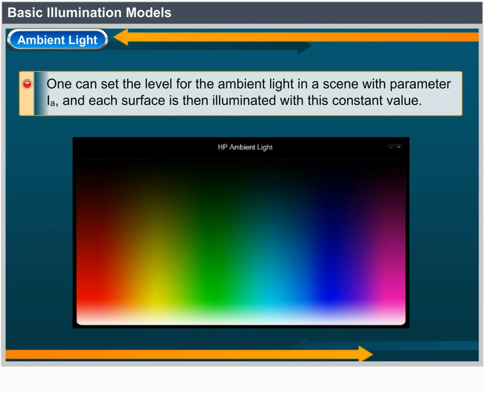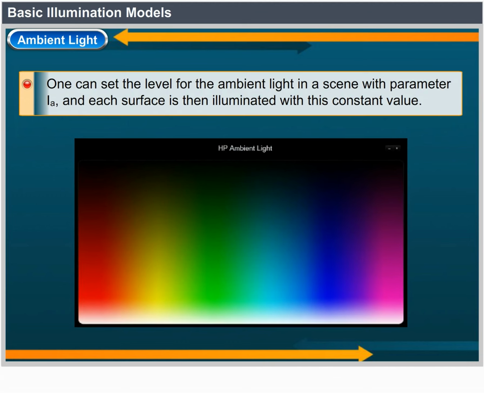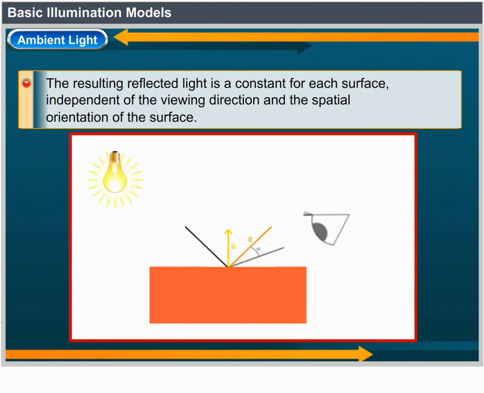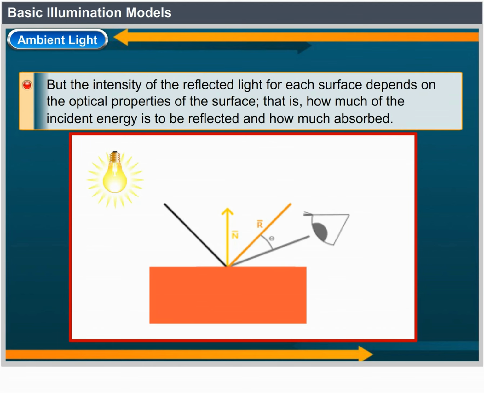We can set the level for the ambient light in a scene with the parameter Ia, and each surface is then illuminated with this constant value. The resulting reflected light is a constant for each surface, independent of the viewing direction and the spatial orientation of the surface, but the intensity of the reflected light for each surface depends on the optical properties of the surface, that is, how much of the incident energy is to be reflected and how much to be absorbed.